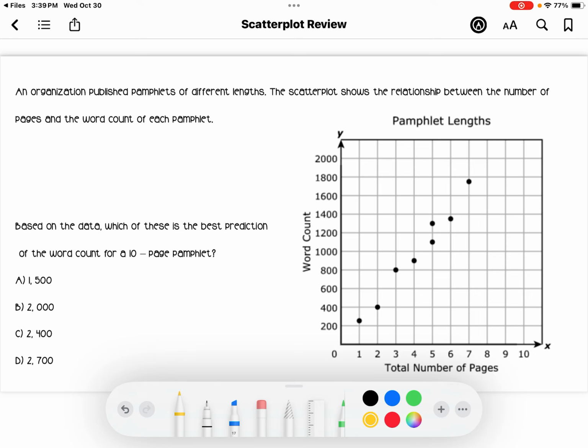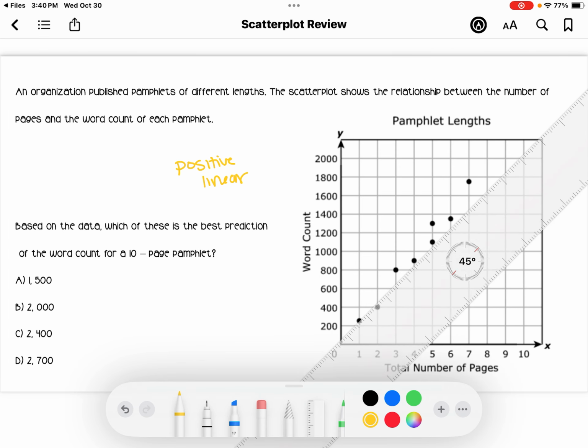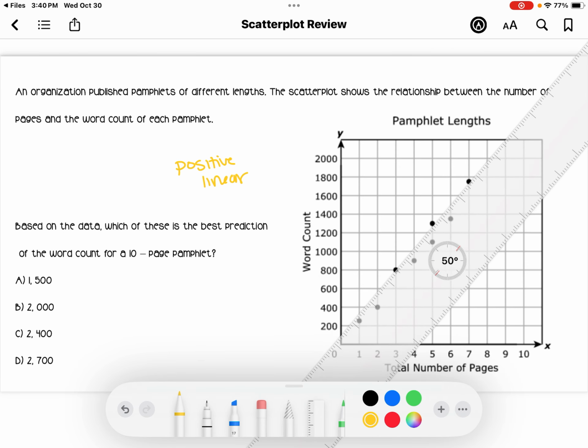An organization published pamphlets of different lengths. The scatterplot shows the relationship between the number of pages and the word count of each pamphlet. Based on the data, which is the best prediction of the word count of a 10-page pamphlet? I'm going to notice a couple of things. This is a positive linear association. As the total number of pages increases, the word count increases. So let's make our trend line first. Sometimes what works is doing the first point and the last point, but I don't know if that's going to work on this one.